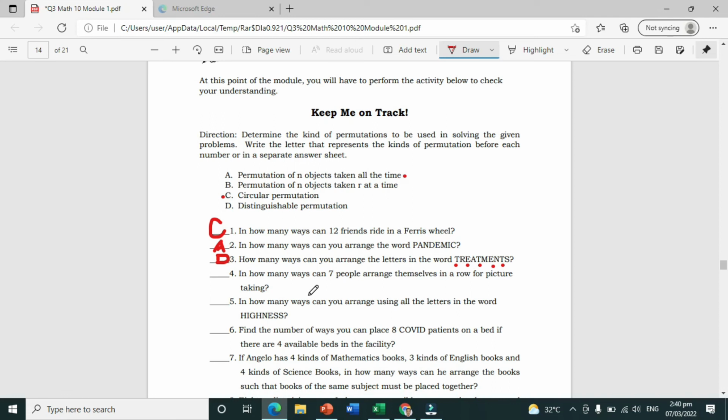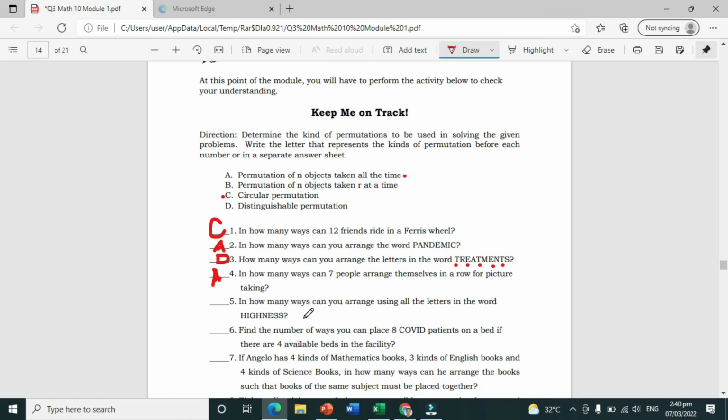Number 4. In how many ways can 7 people arrange themselves in a row for picture taking? Sila ba lahat makikita sa picture taking? Yes or no? Okay, yes. So, what kind of permutation is this? This is letter A, taken all the time.